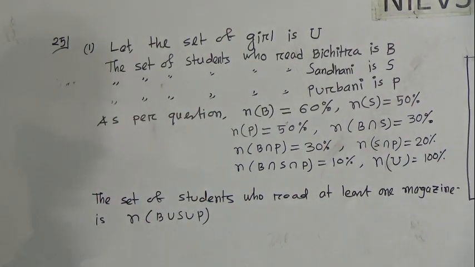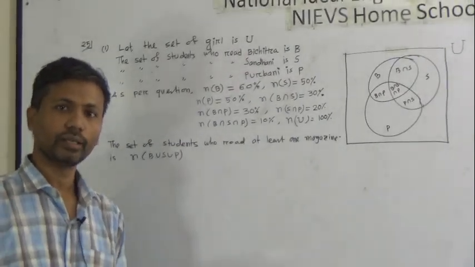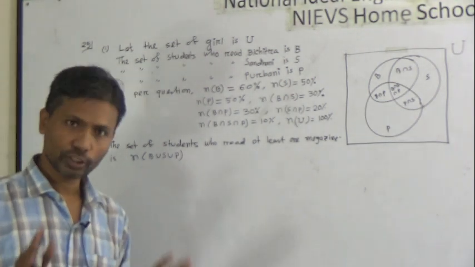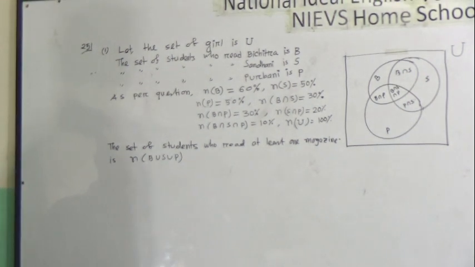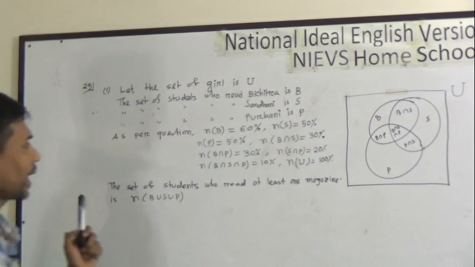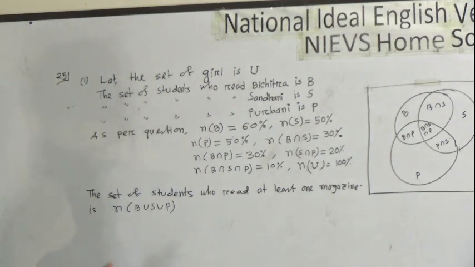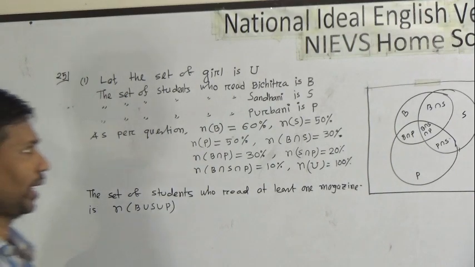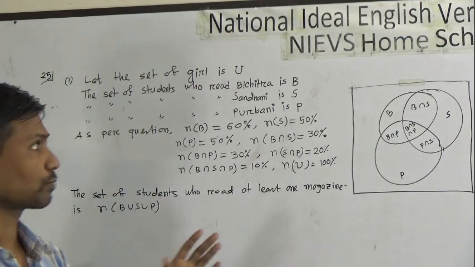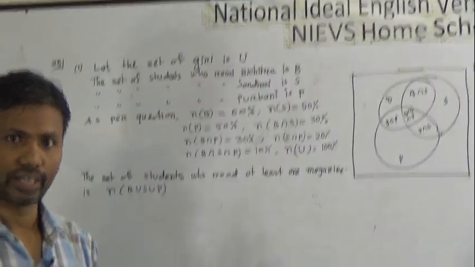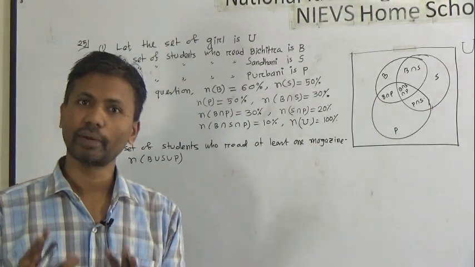Now our question is, what percent of the girls do not read any of the 3 magazines? At first we have to determine the set of students who read at least one magazine. Then if we subtract the number of students who read at least one magazine from the whole number, that means 100, then you get the number of students who do not read any of the 3 magazines.